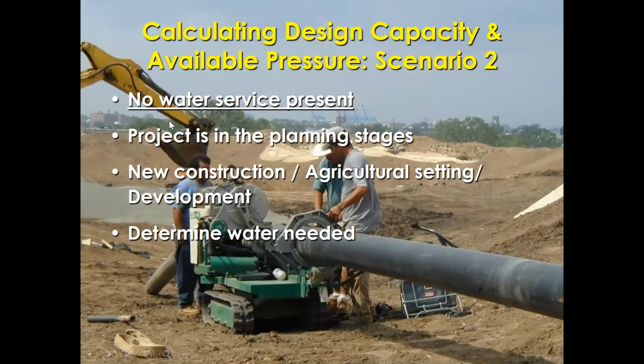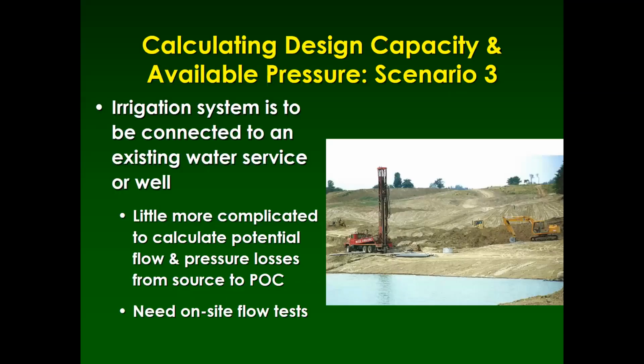Scenario number 2 is no water service present, so the project is in the planning stages. This would be a new construction type of scenario, an agricultural setting, or a new development where somebody is contracted to build a whole ton of houses. We need to determine what our water need is first before we start doing design capacity. That's our first step in scenario 2. And then scenario 3 is that the irrigation system is to be connected to an existing water service or well.